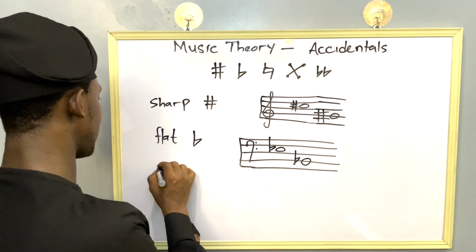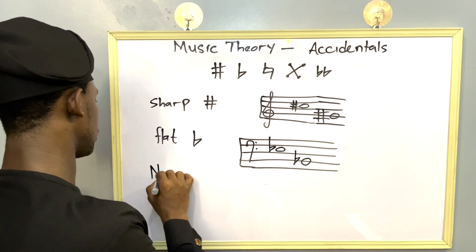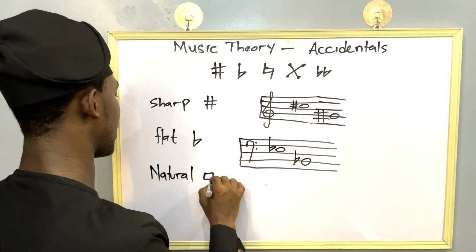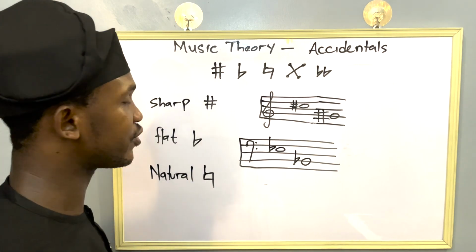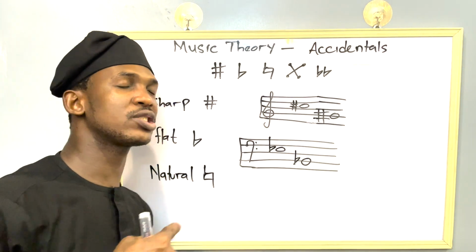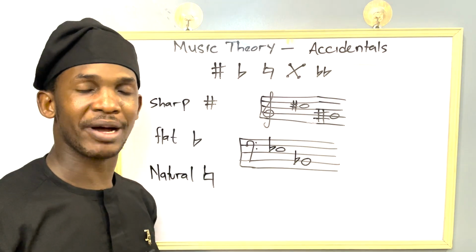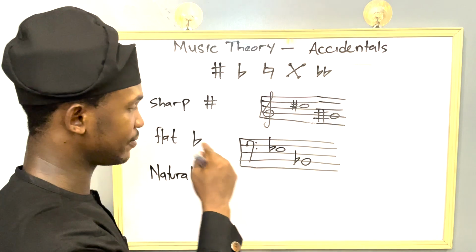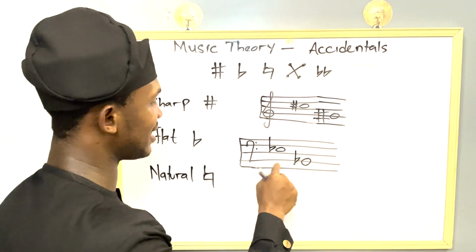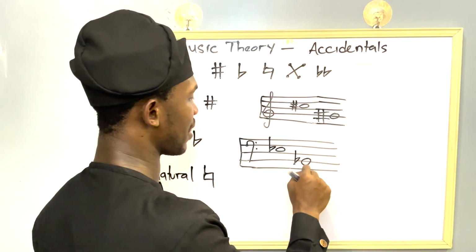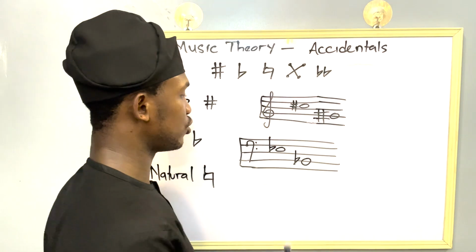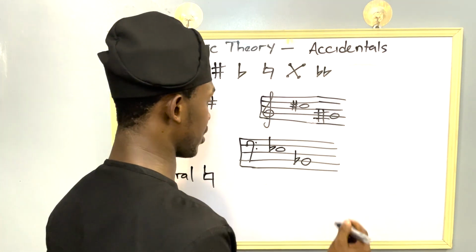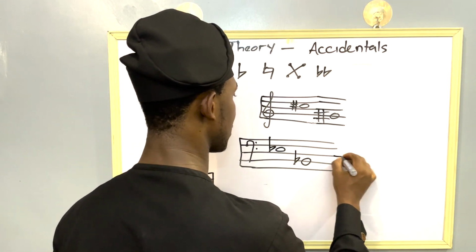So let's go to the natural. This is the natural sign. What the natural sign does is that it restores the pitch of a note back to its natural form. If you have added a flat to a note here, this is now B flat, and you want to restore it back to B natural, then let me extend this a bit.